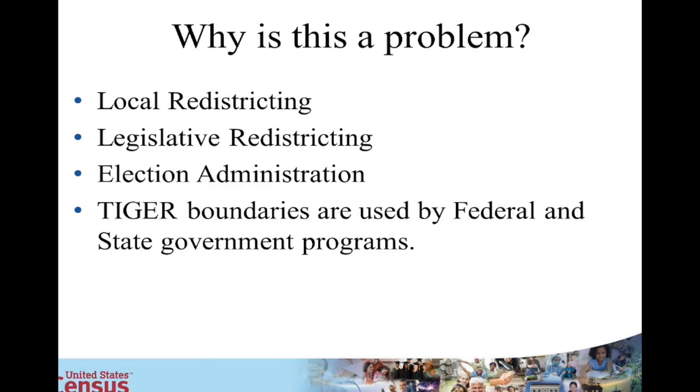Those boundary problems carried over into legislative redistricting, and they were also seen when our Government Accountability Board, or the GAB, tried to administer elections. You could see the differences between the local data sets in the counties and the data that was actually passed by the legislature. TIGER boundaries are used by federal and state government programs. There's a lot of things that come into play with these boundaries. Population estimates, as Gail had said, emergency response.